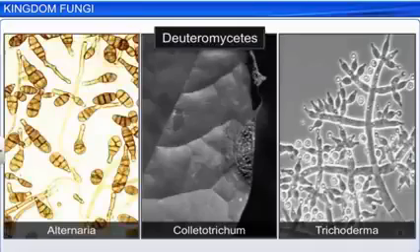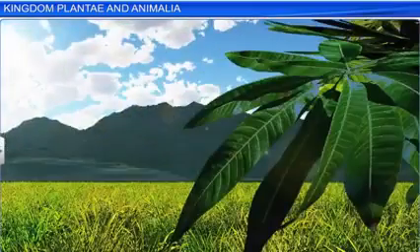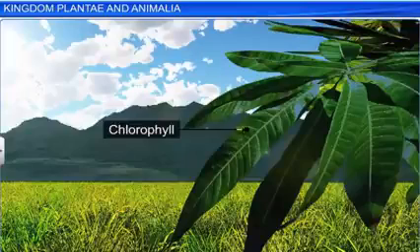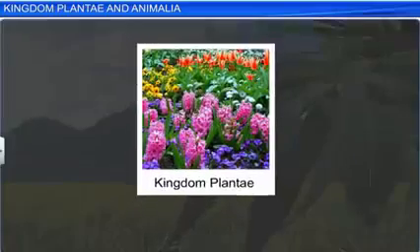Alternaria, Coletotrichum, and Trichoderma are examples of deuteromycetes. Therefore, members of kingdom fungi display a diverse set of characteristics. All eukaryotic, chlorophyll-containing organisms, that is, plants, fall under kingdom Plantae.